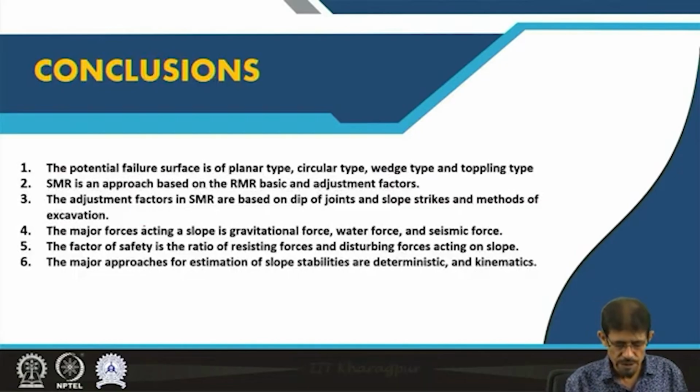Friends, as we have already discussed, the potential failure surface is of planar type, circular type, wedge type and toppling type, and SMR is an approach based on the basic RMR and adjustment factors, where F1, F2, F3 we subtract and F4 we add. F1, F2, F3 represent the adjustment factors, whereas F4 represents the excavation method. The major forces acting on a slope are gravitational force, water force, and from time to time seismic force during earthquakes. The factor of safety is the ratio of resisting force and disturbing force acting on a slope, and the major approaches for estimation of slope instability are stability or deterministic, kinematic and analytical.